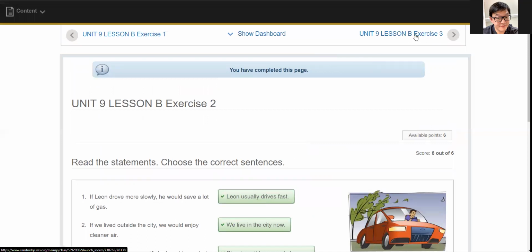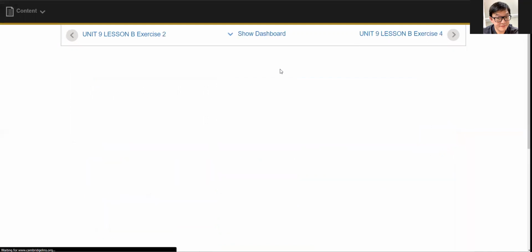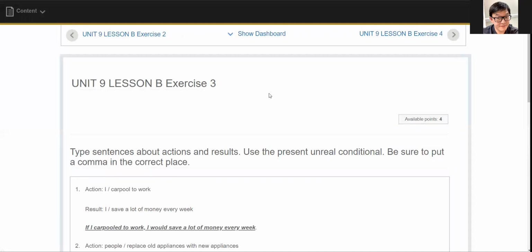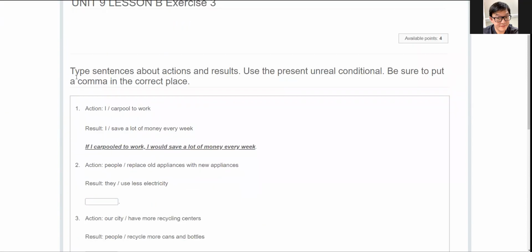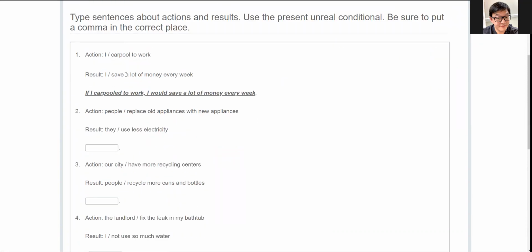Let's go to exercise 3 now. Go to next page. Page 105. Exercise 3 now. So, write sentences about actions and results. Use the present unreal conditional. What I have here is this. Type sentences, of course, because I'm doing this in the computer. So type sentences about actions and results, the same thing that you have in your book. Use the present unreal conditional.